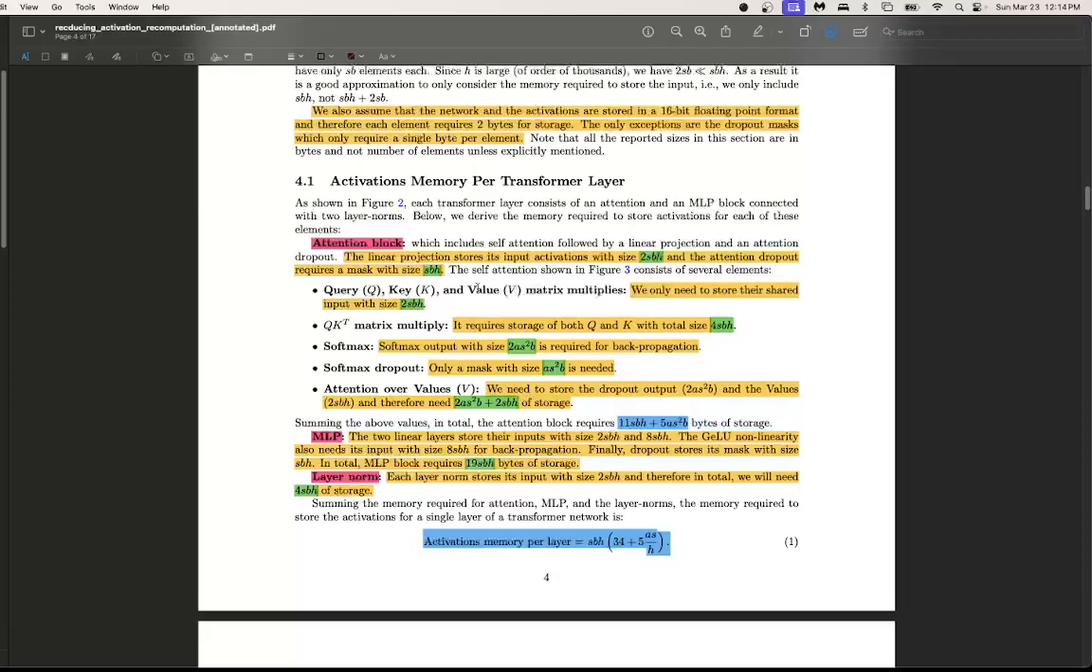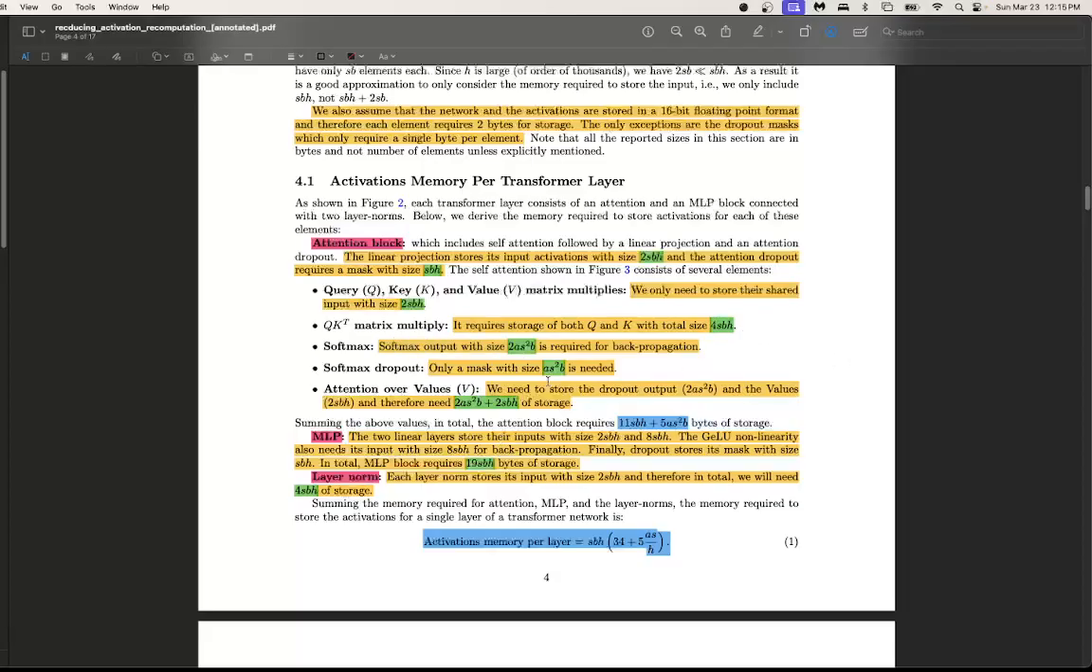And so that's for the Q, K, and V projections. Then for the Q, K transpose, the raw attention scores, that's going to be storing both Q and K, right? Because we need to take the gradient with respect to Q, gradient with respect to K. So we're going to need both, and basically that's going to be 2 times the actual size of Q and K, which is 2 bytes per element, and then 2 SBH. So we get 4 SBH.